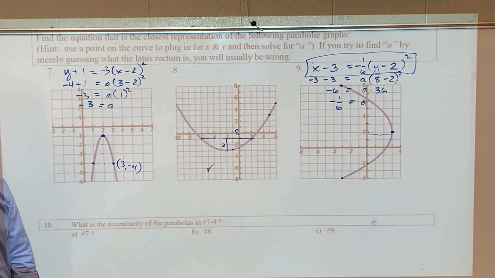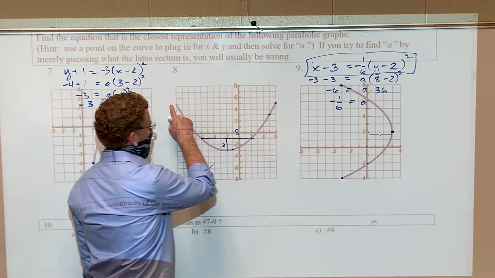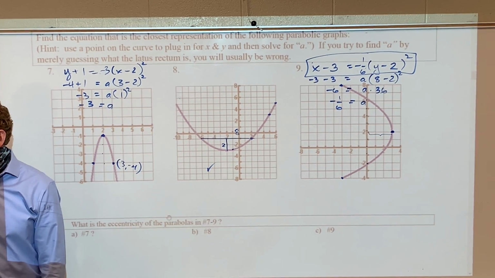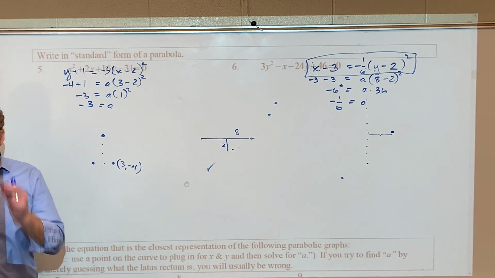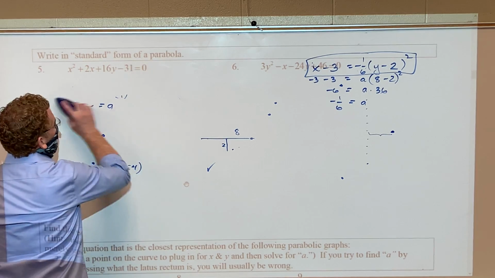I think it's a safer bet just to get another point that you feel confident in, like one of those or one of those over here. Right? What is the eccentricity of each of these parabolas here? Nice. Now, write this in standard form, I'm sorry, I should have said parabolic form.